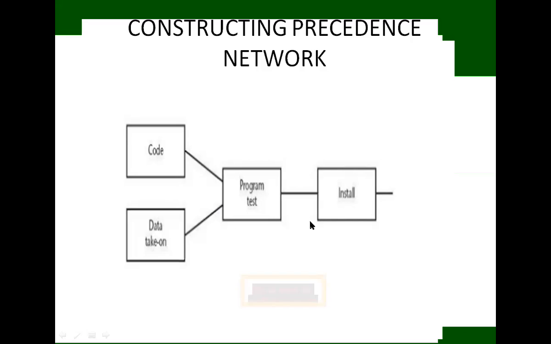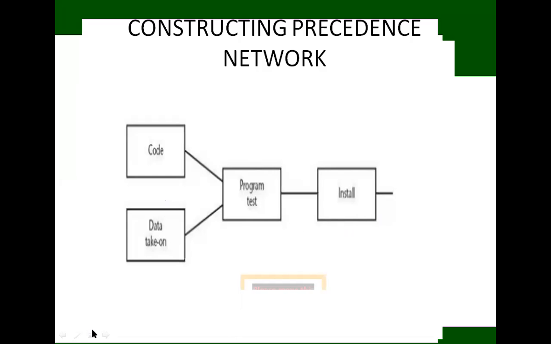See clearly, the program test depends on the code test and data take on as precedence. For installation, program test is the precedence. So this is about the precedence network. It has only one start and one end node, and it depends upon the precedence. If the preceding work is not completed, it will not move forward. This is about the precedence network.